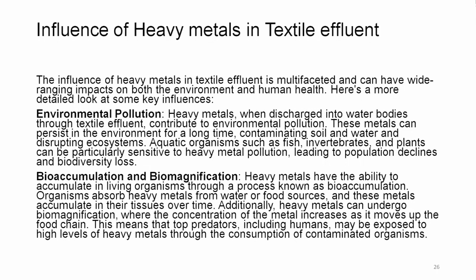This means that top predators, including humans, may be exposed to high levels of heavy metals through the consumption of contaminated organisms. Now, this has been a very serious problem, because arsenic has been a serious problem, mercury has been a very serious problem in aquatic habitat, and when fishes of these aquatic habitats were consumed by human beings, it went into the food chain of human beings as well, and then it bioaccumulated and showed its manifestation.